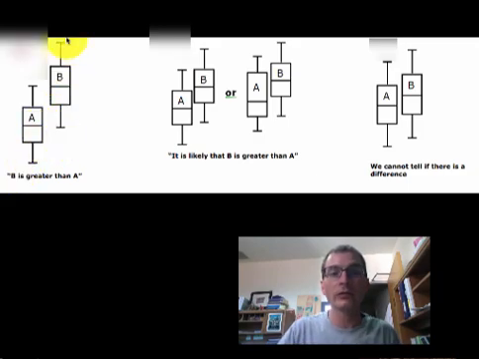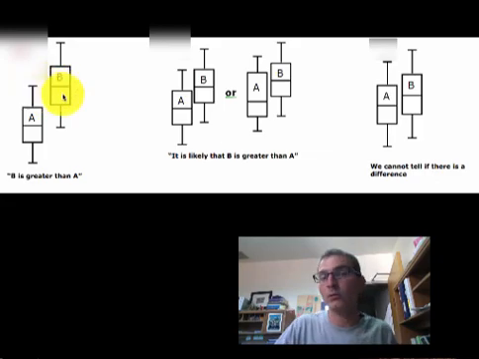So I would be comfortable with this data set writing down in my report that B is actually greater than A based on this data. And in my discussion, I would note that there is overlap, but statistically speaking, using our box plot as our mode of understanding this data, B is greater than A.